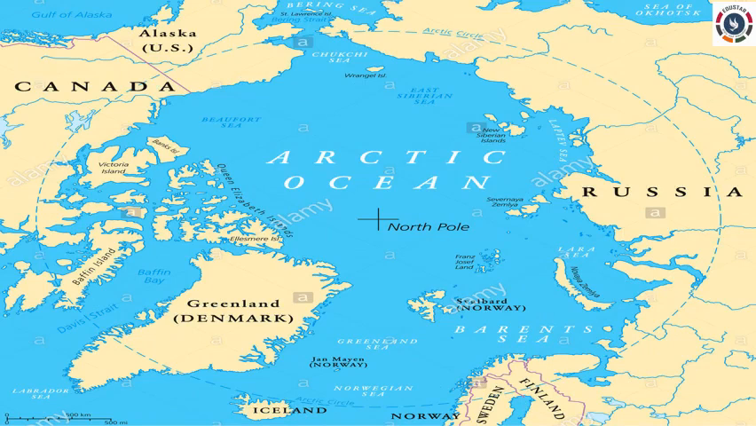Arctic Ocean is the smallest ocean and lies mostly in the Arctic Circle. It remains frozen in most parts almost throughout the year. The North Pole of the Earth is located here.